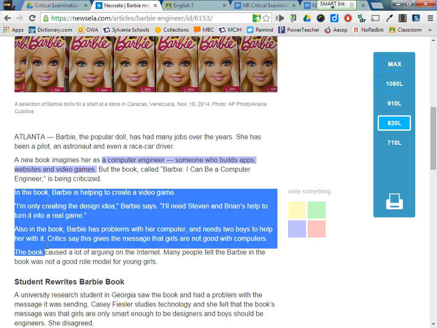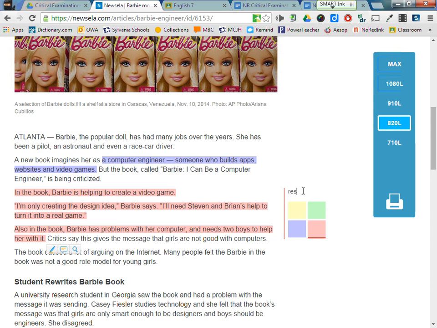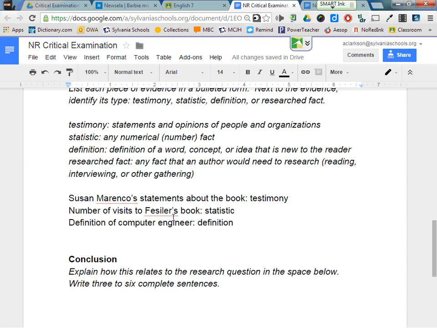So, these statements regarding the book are all researched fact. Content from the Barbie book. Researched fact. So I found one of each of the four types.